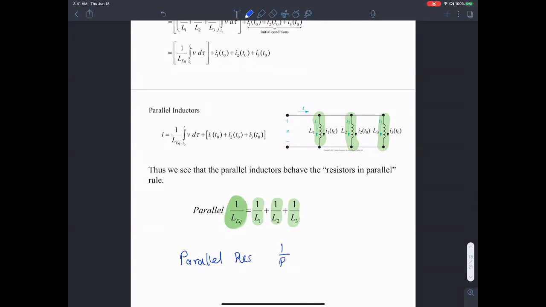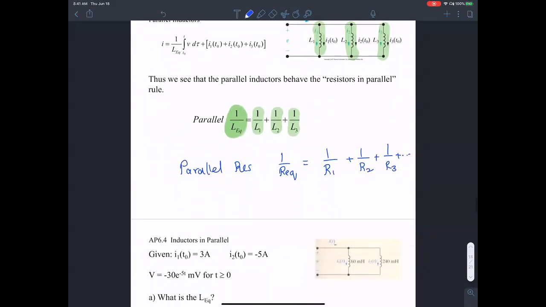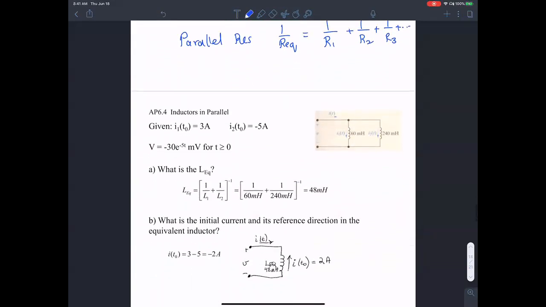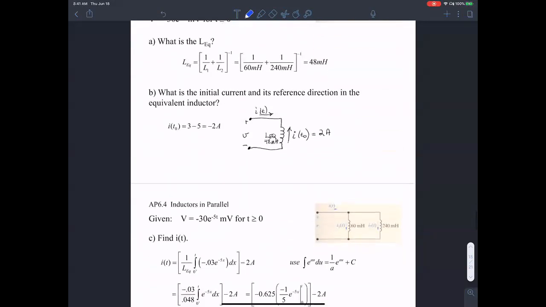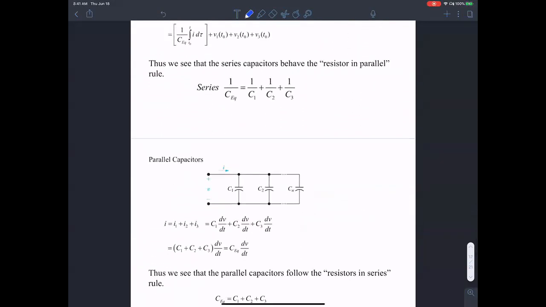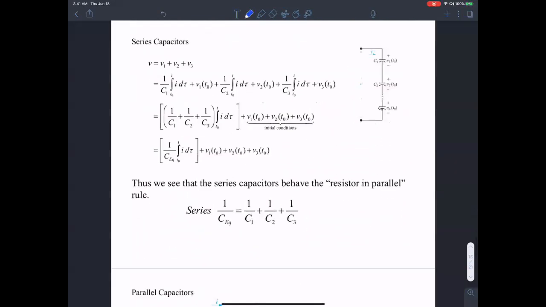Equivalent resistance: the reciprocal of that equals the sum of reciprocals of individual resistances. Okay, that's the exact same behavior for inductors. So we'll come back to solving this problem. Let's see if we can do the exact same analysis for capacitors.